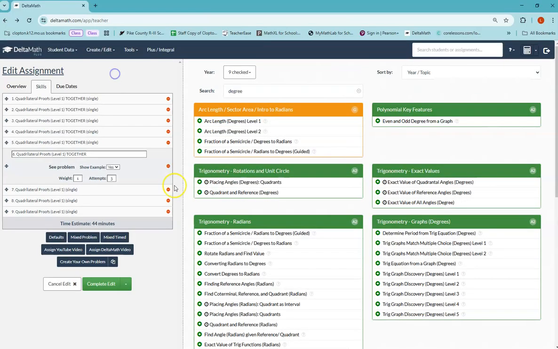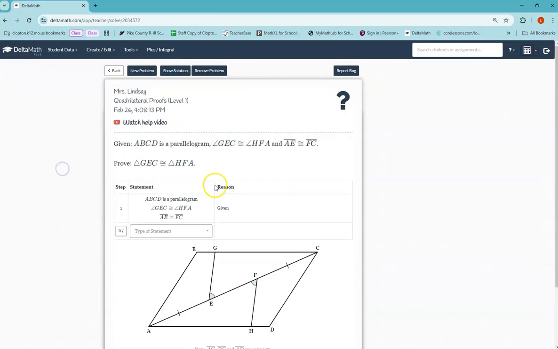So let's go back. We have one more to do. No? Did we do the last one together? Okay, so that's all of them that we did together.